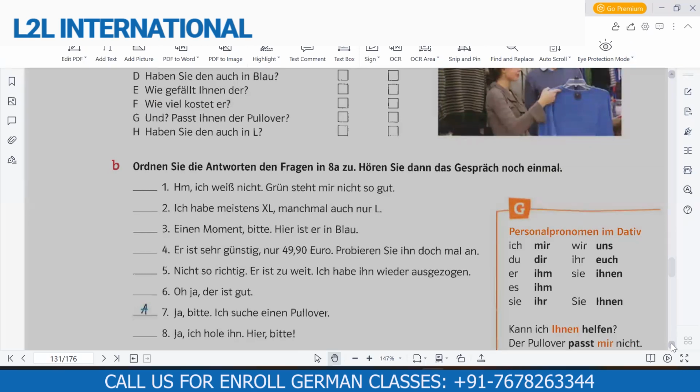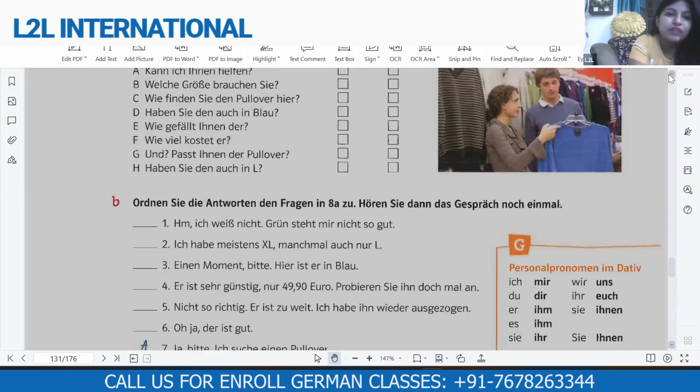Nicht so richtig. Er ist so weit. Ich habe Revati, that's the answer for C. This 5 number is the answer for C. Wie finden Sie den Pullover hier? Okay. Ein Moment. Es tut mir leid. There is some confusion. Okay, he says wie finden Sie den Pullover hier.